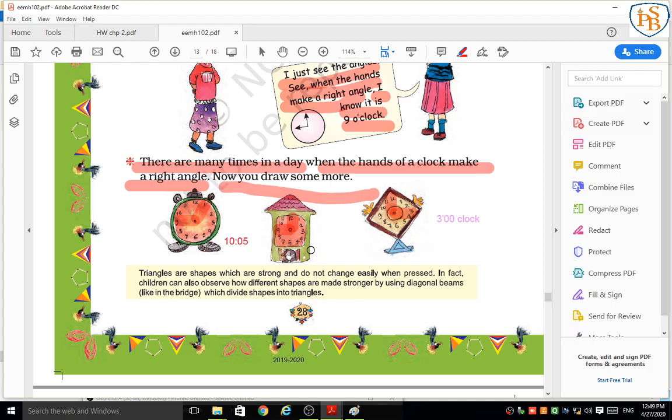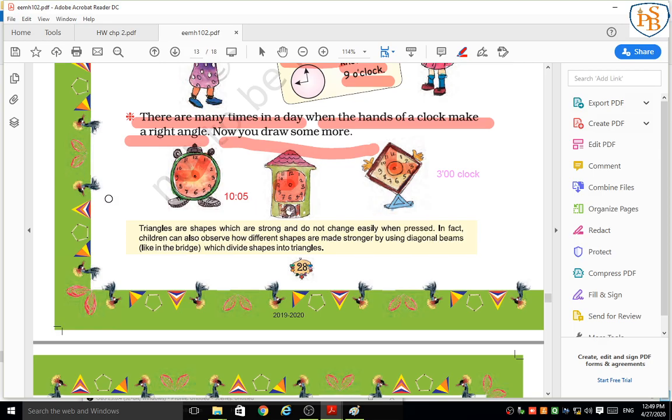So at the time of 9 o'clock, 3 o'clock, 10:05 or 10:05, at that time also these hands of the clock show a right angle. Hopefully you understand all these points.